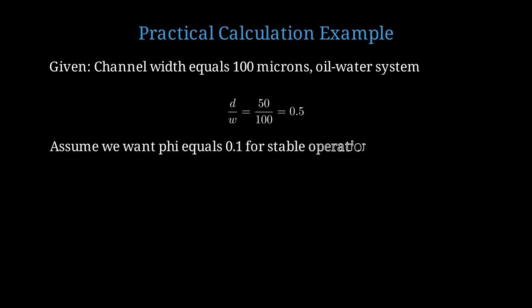Let's say we want a flow rate ratio of 0.1 for stable operation. That means the continuous phase flows 10 times faster than the dispersed phase. Using our scaling law, 0.5 approximately equals 0.1 to the 0.3 times Ca to the negative 0.3. Solving this, we find that the capillary number should be around 0.05. This puts us in the squeezing to dripping transition regime.